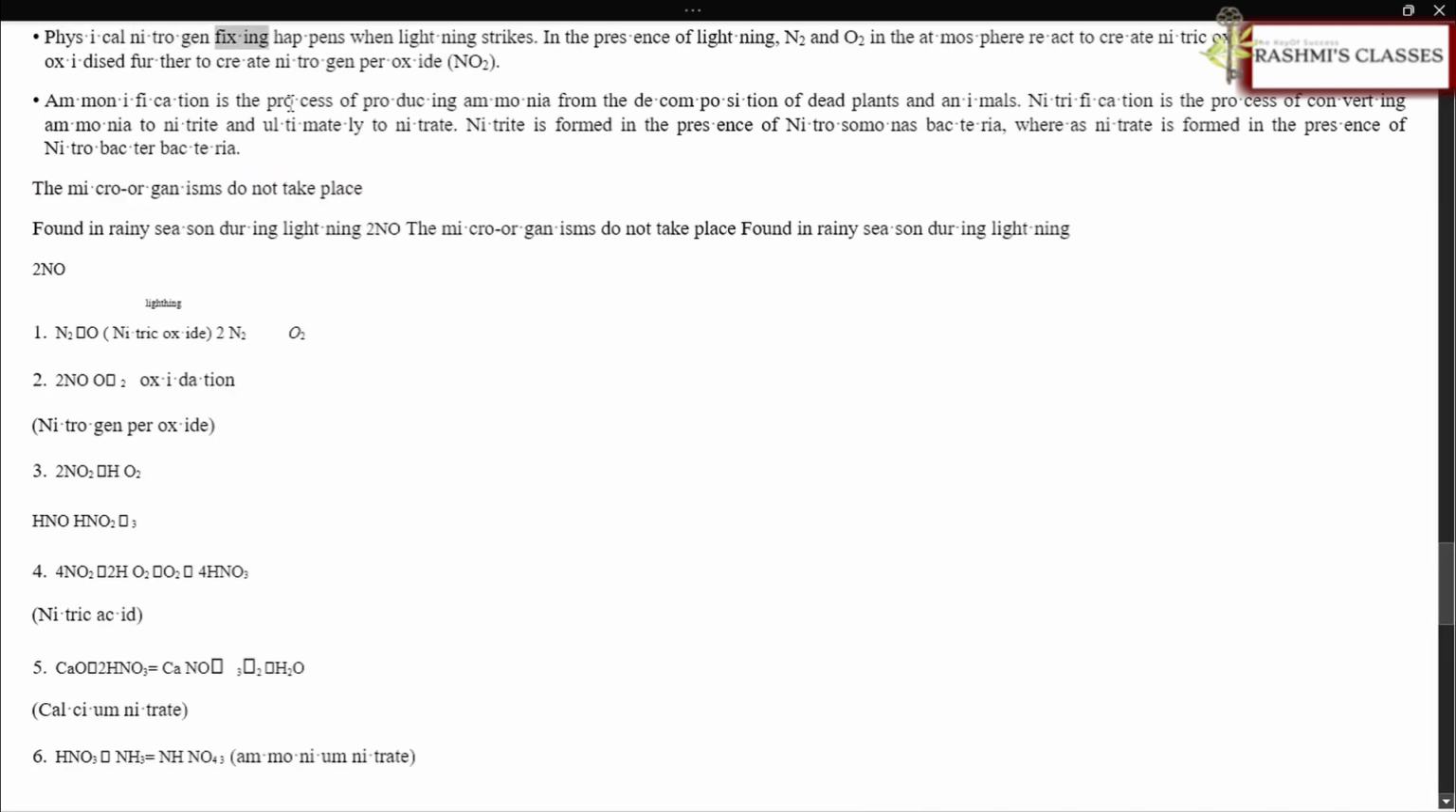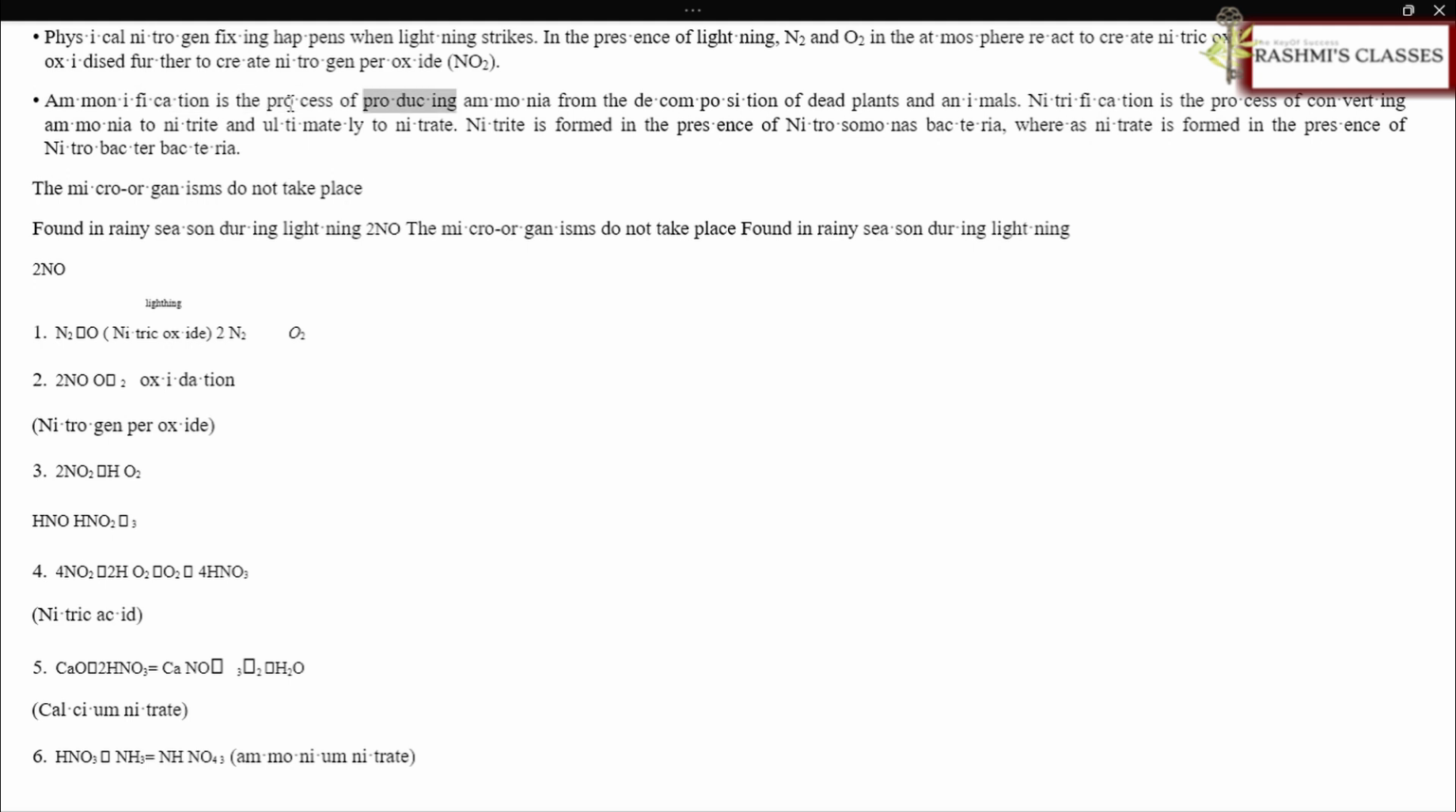Physical nitrogen fixing happens when lightning strikes. In the presence of lightning, N2 and O2 in the atmosphere react to create nitric oxide, NO. NO is then oxidized further to create nitrogen dioxide, NO2.